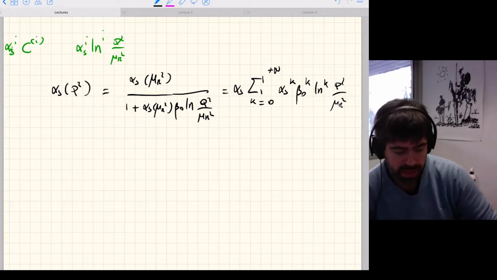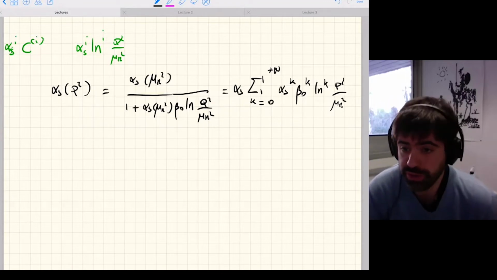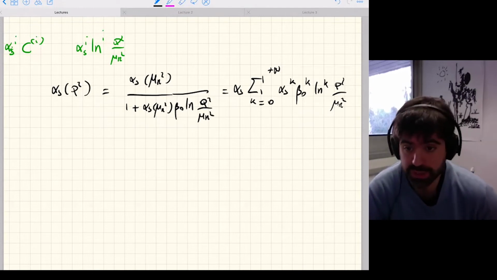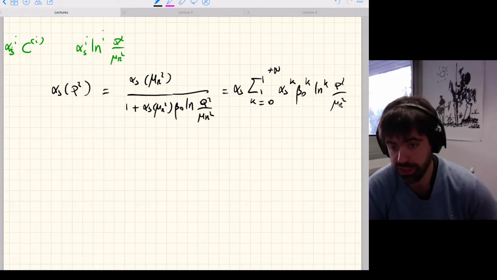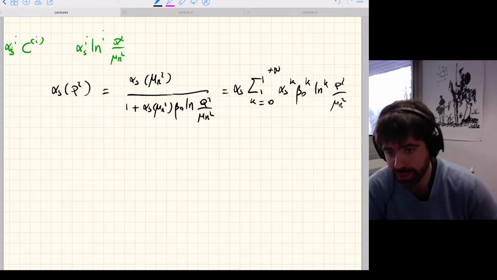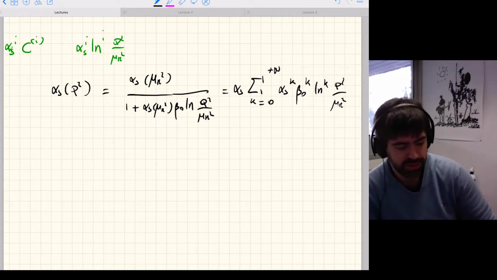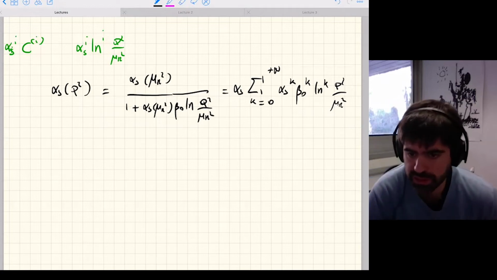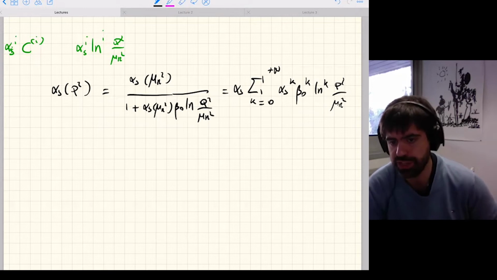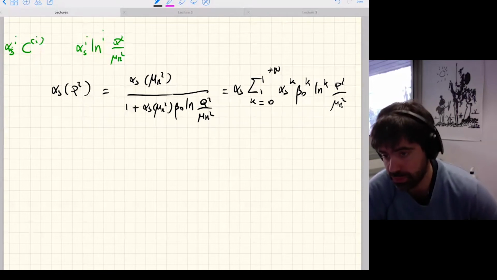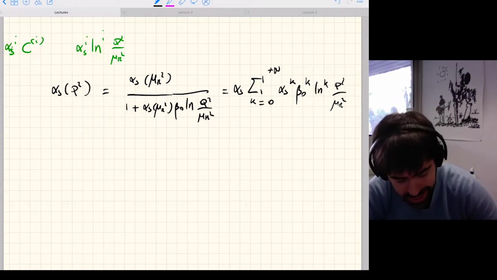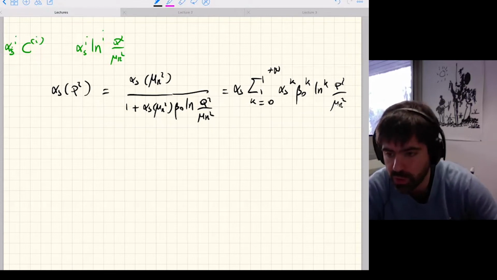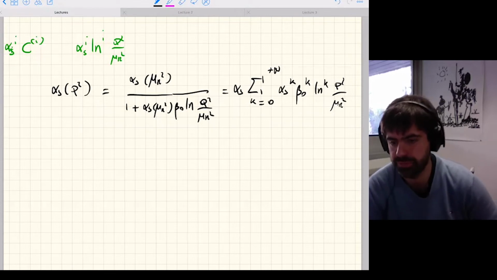Okay, that's what the renormalization group does. By defining a running coupling, you are effectively taking these potentially large logarithmic corrections from the coefficient function and putting them in the running coupling in such a way that you're accounting for them to all orders in perturbation theory. You see that the sum goes from 0 to infinity. You have all orders accounted for.